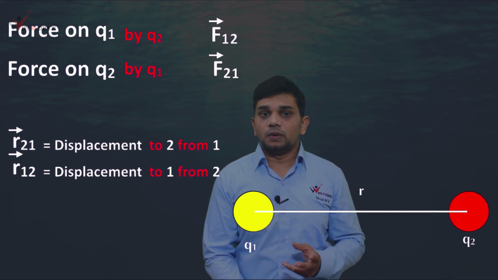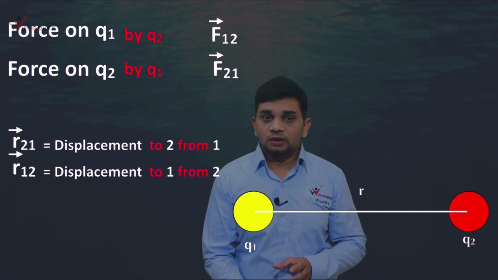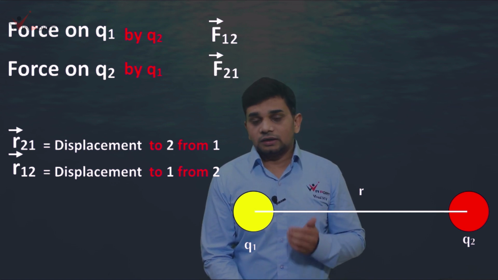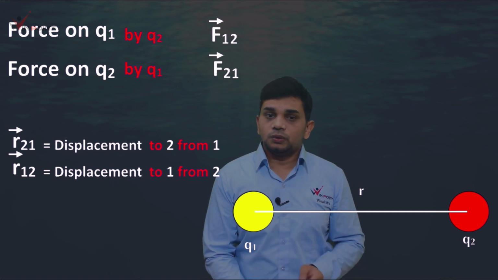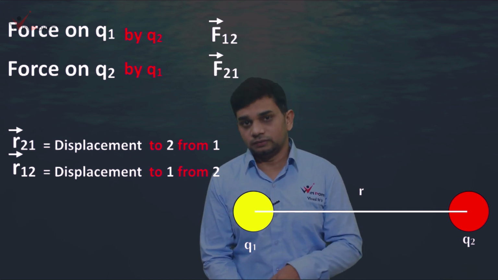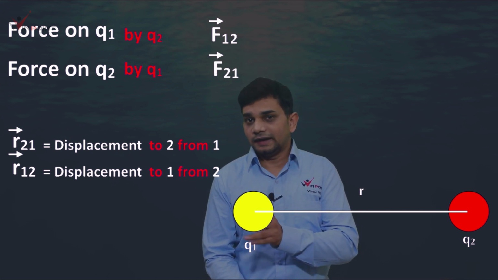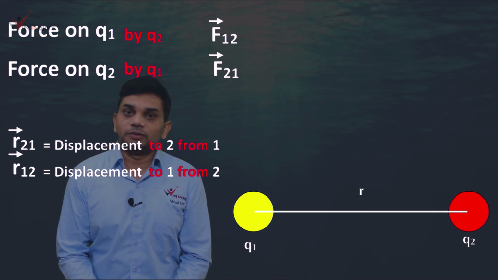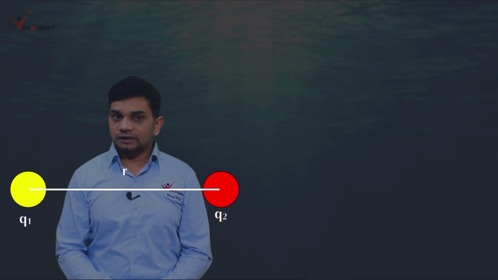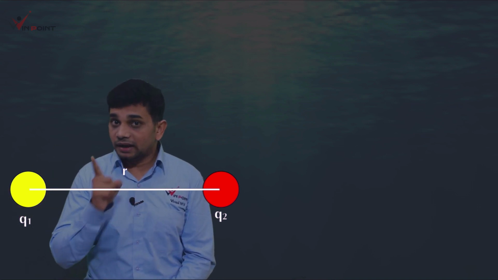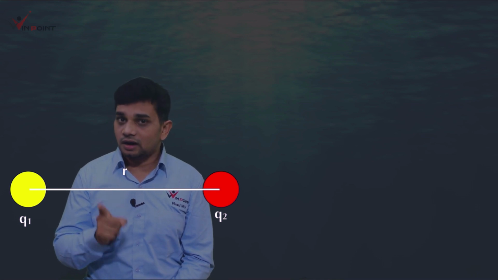Force on q1 by q2 is vector F12. Force on q2 by q1 is vector F21. Vector r21 is the displacement to 2 from 1. Vector r12 is the displacement to 1 from 2. "To, from", that's a technique. Now let us write the vector form of Coulomb's law. There are two charges, q1 and q2. The magnitude of displacement is r.